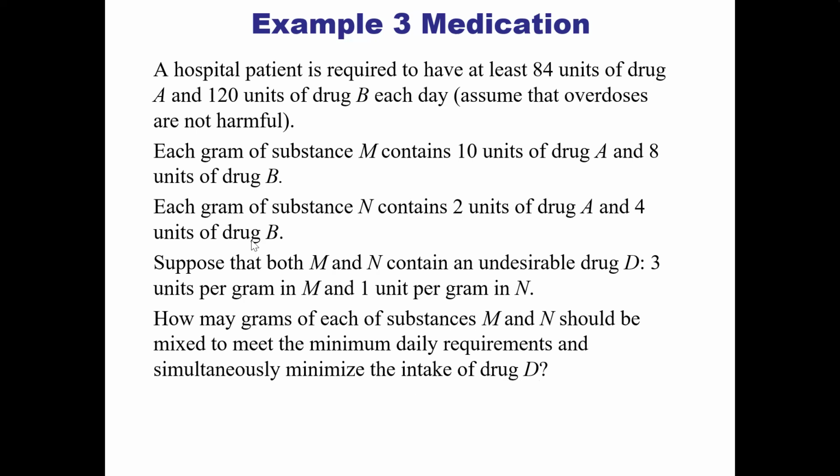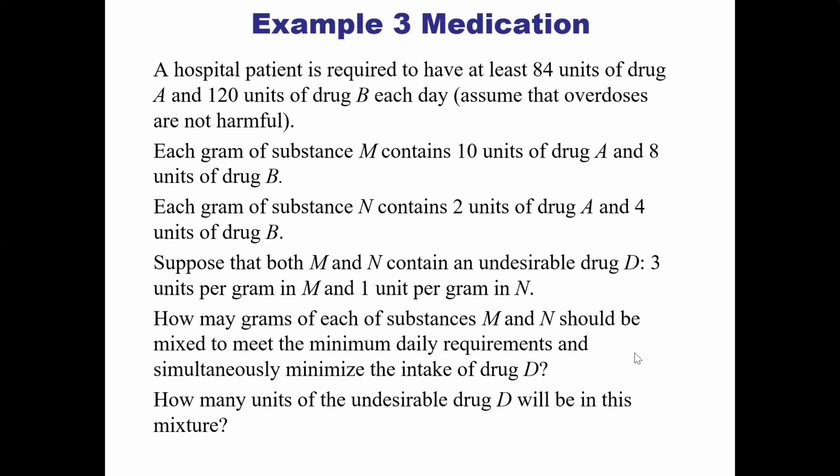So, we want to get as little drug D as possible, but we want to meet those minimum daily requirements. Again, we can go over those limits, it doesn't kill them, but we don't want to go very high with the D. So, we're minimizing that D. And how many units of the undesirable drug D will actually be in this mixture that we find?